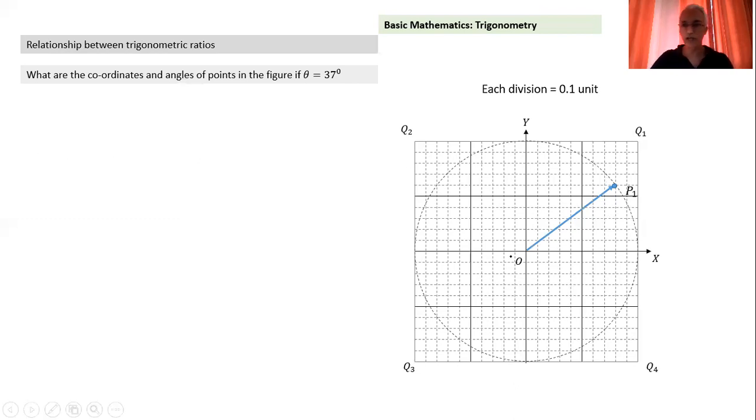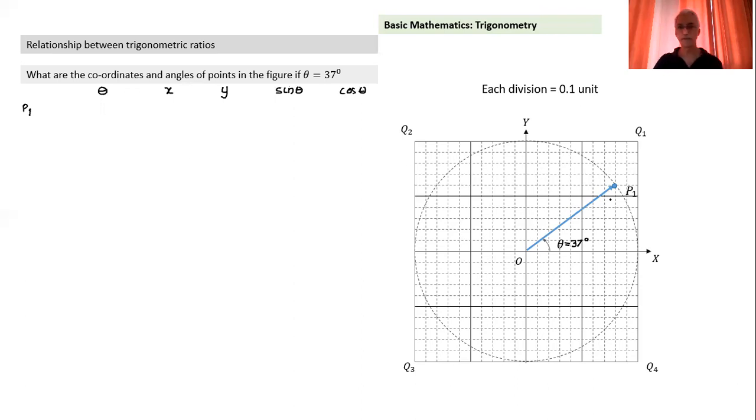In this case, angle theta is equal to 37 degrees. So the theta I have drawn is such that this angle is 37 degrees. Can we find the coordinates and angle of point P1? So let's do it for P1. 3 things we are going to find. What is the angle it makes, theta? What is the x coordinate? And what is the y coordinate? Hence, what will be sine of that angle and what will be cos of that angle?